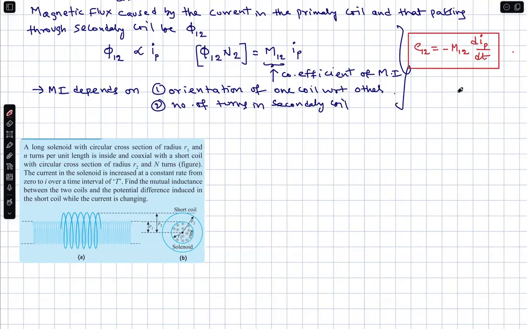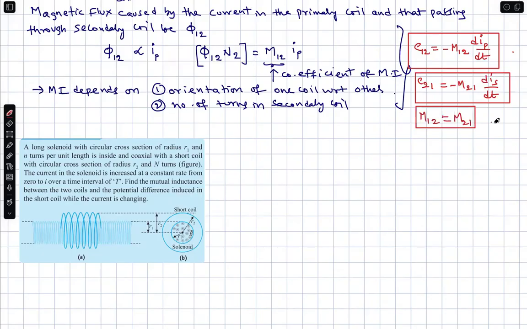Similarly, vice versa also, if you make the secondary the primary, it will become dI secondary by dt. So from the mutual inductance point of view, there is no difference. You can write M12 is the same as M21. This is called the reciprocity theorem. I'll prove this later.